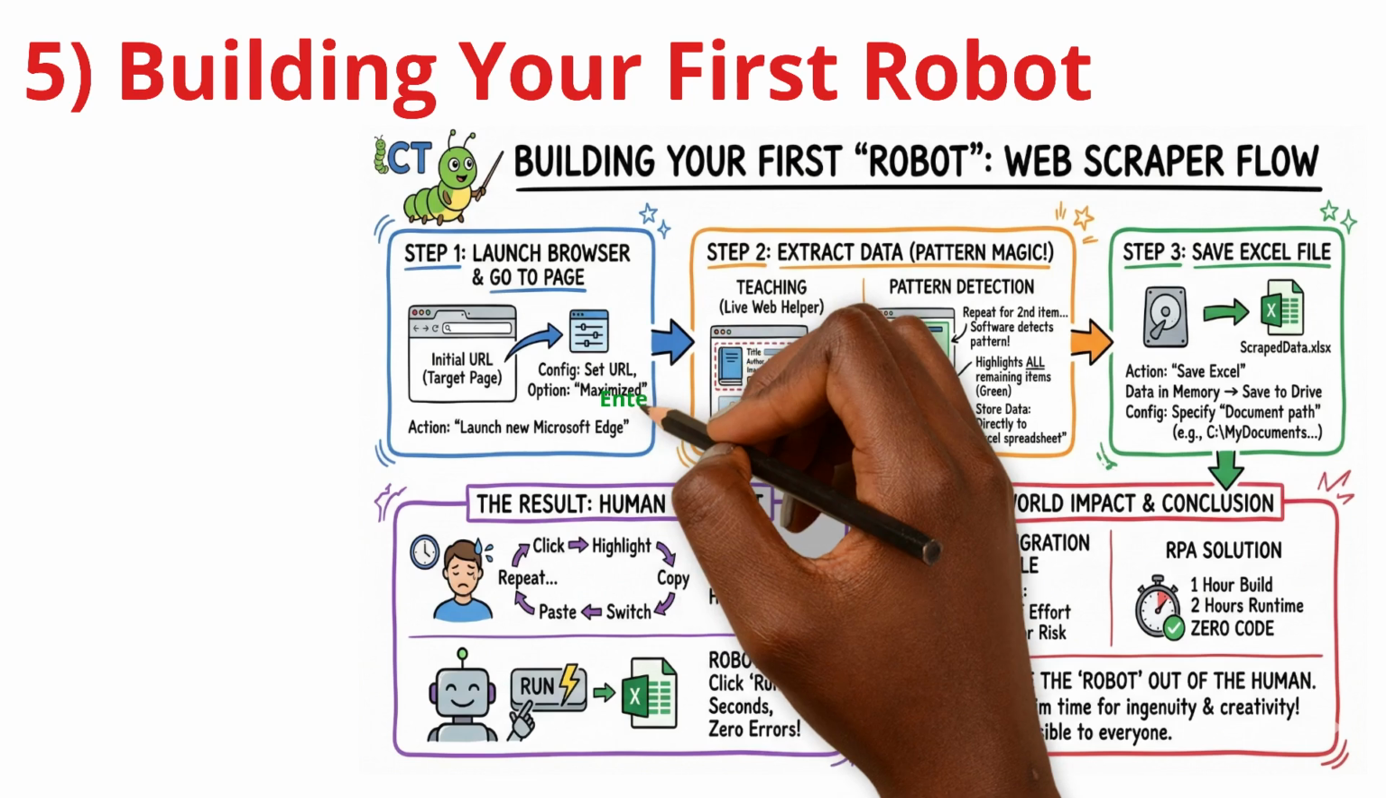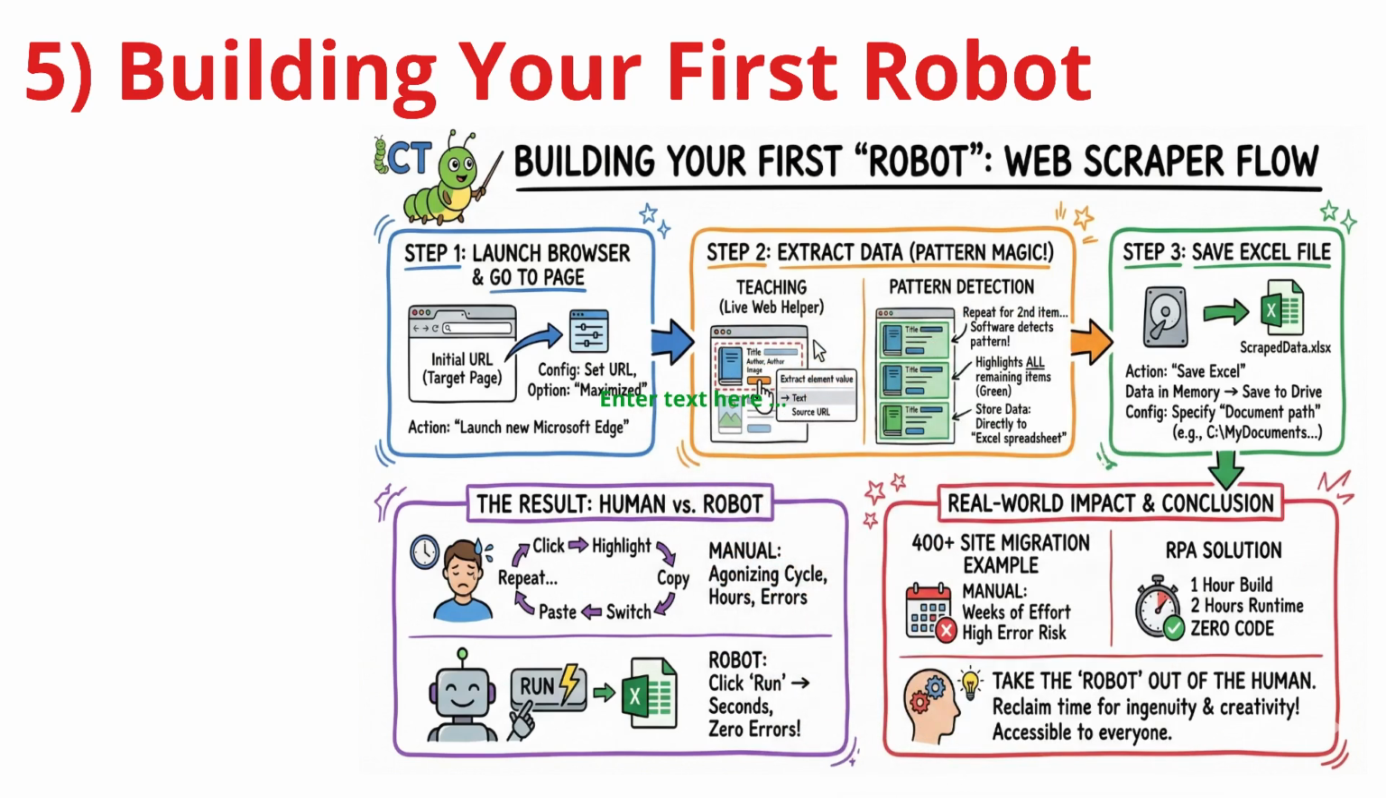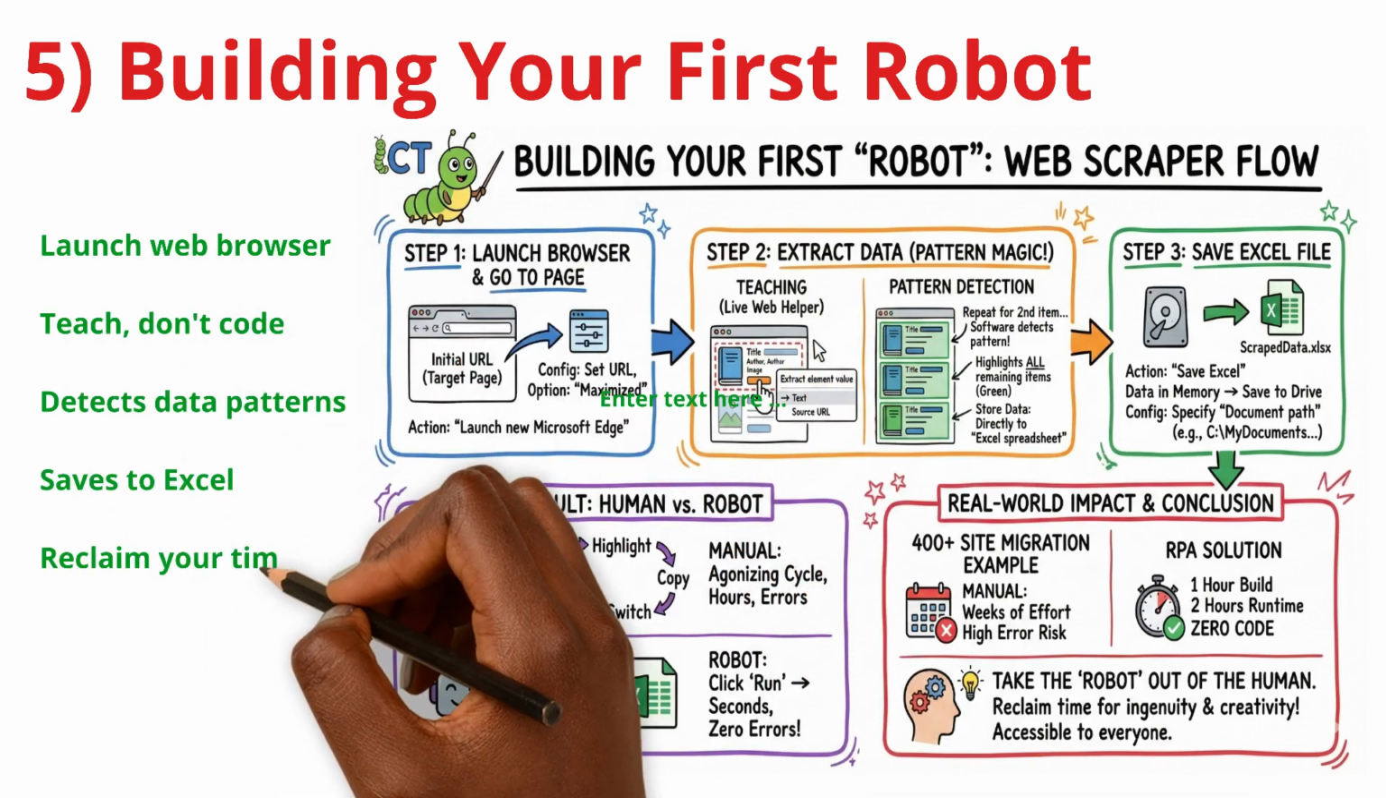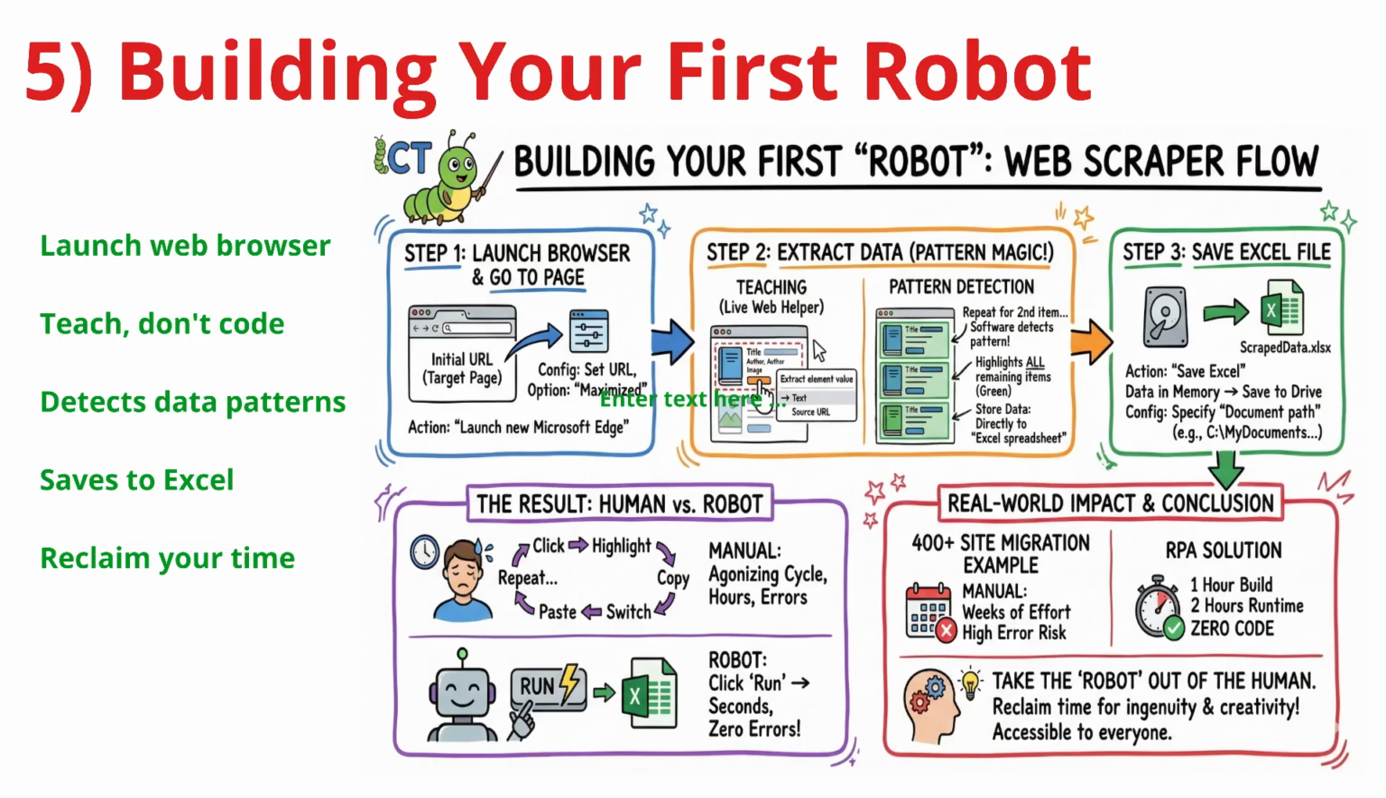Let's move from theory to practice by building our first robot. A simple web scraper. Step 1. We start by adding an action to launch the web browser. We configure it with the initial URL of the page we want to scrape. For example, a list of books. Step 2 is where the magic happens, extracting data.